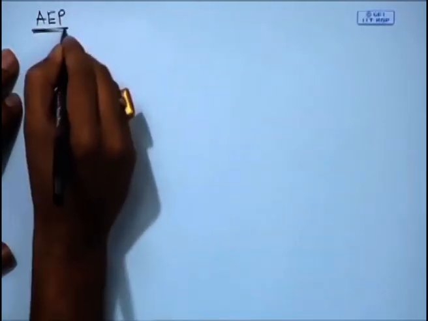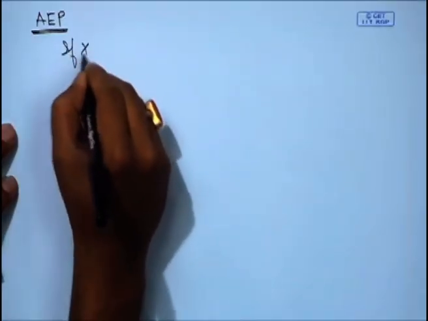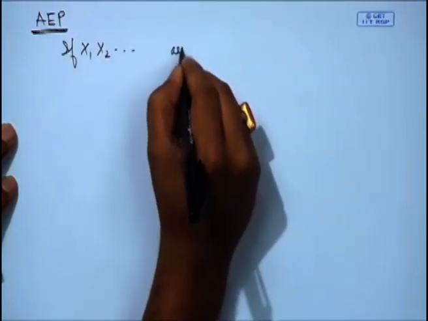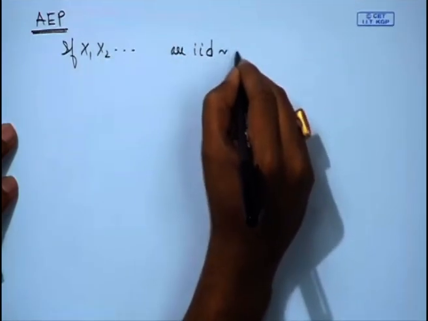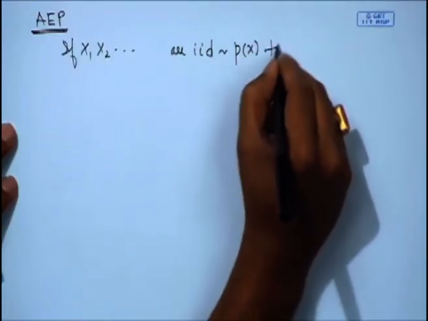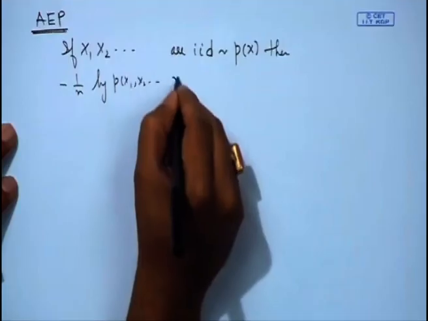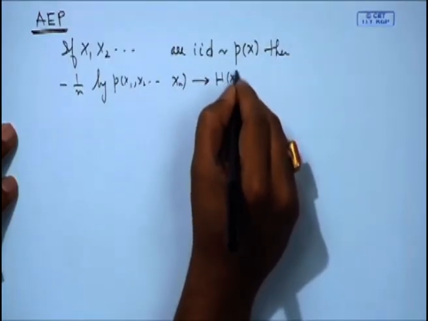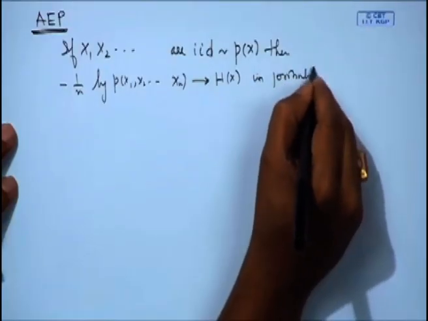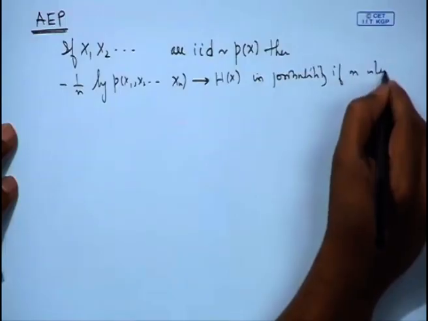For this we'll be using again all the things that we have established, and what we need at this point is the asymptotic equipartition property, AEP, not asymptotic equipartition of energy as you learn in typical physics. AEP states that if x1, x2, and so on are independent identically distributed following the distribution p of x, then minus 1 upon n log p(x1, x2, up to xn) tends to h of x in probability if n is large.